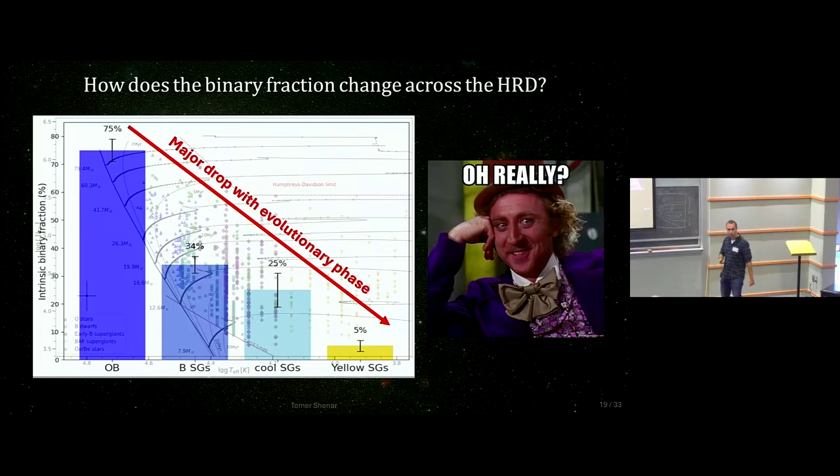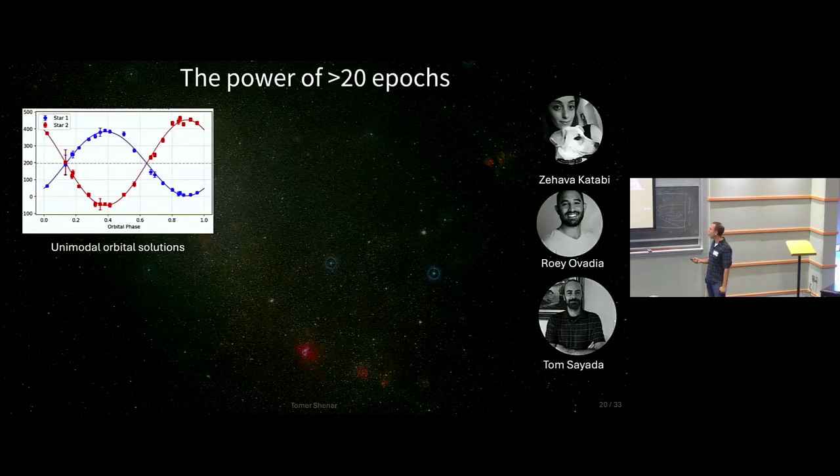some spoilers related to the full epochs. So what's the power of 20 epochs? And here I want to give also credit to 3 of my students who are really doing a lot of work here, Zava Katabi, Roy Vadia, and Tom Sayada. We have so much science we're doing now, together with the entire collaboration, and I won't have time to cover it, and it's also not really the topic of this work.